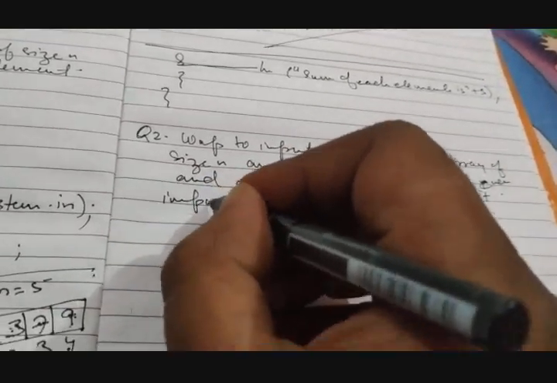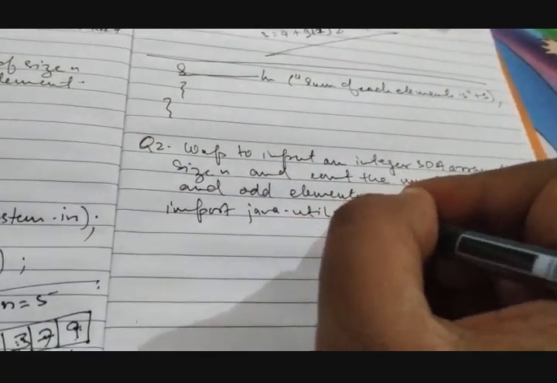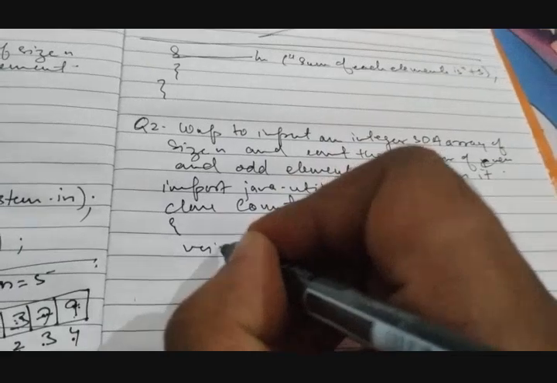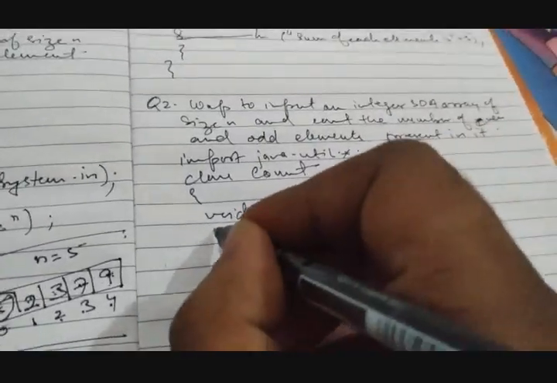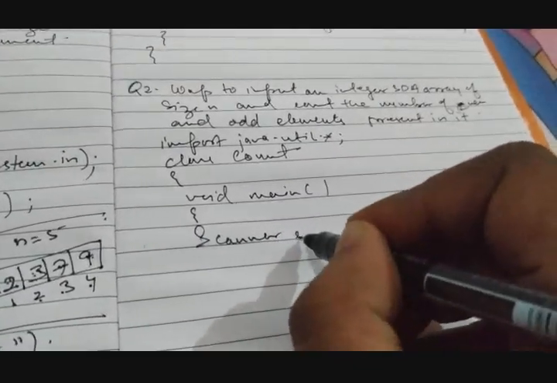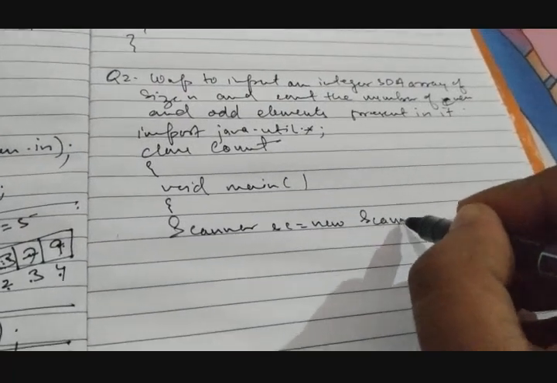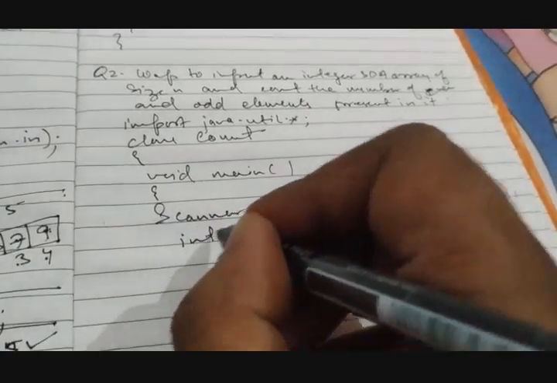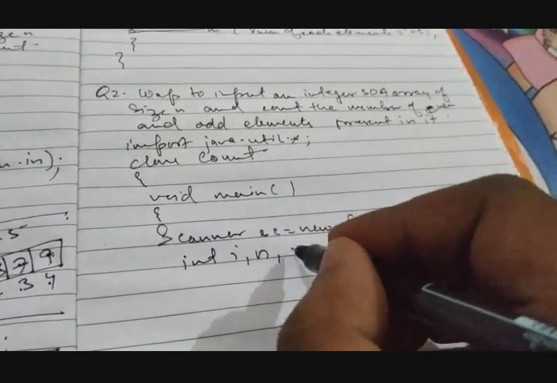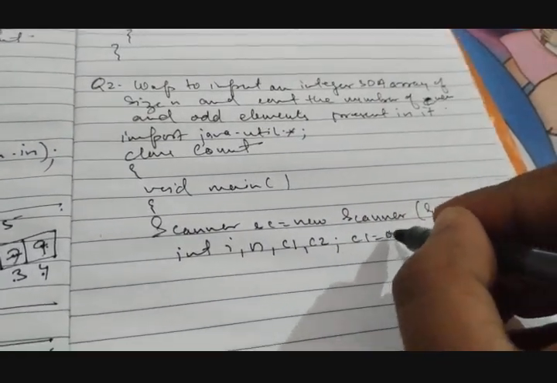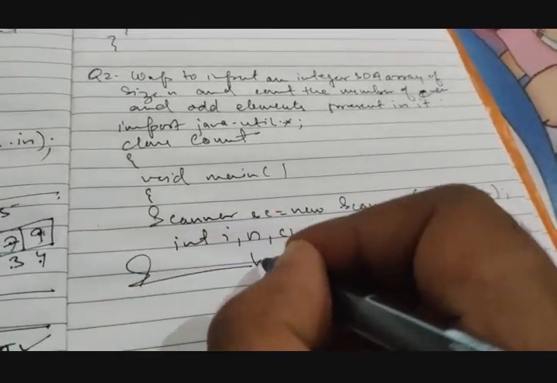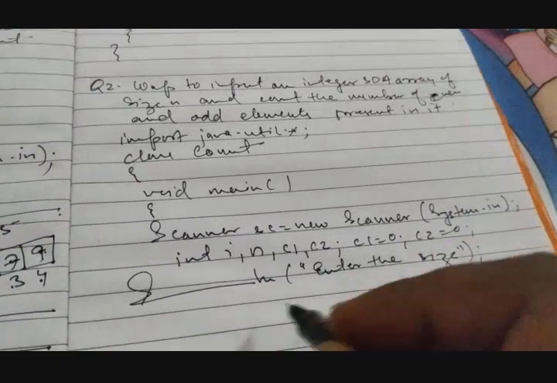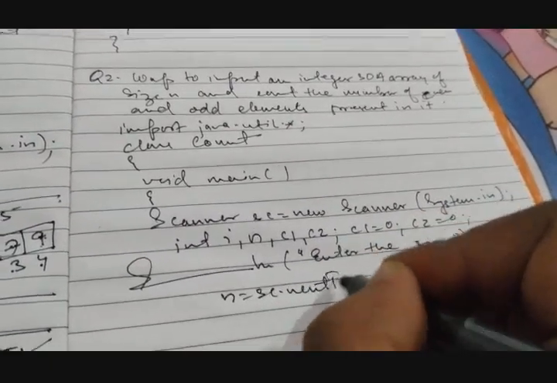So import java.util.*; class Count, void main. So here we go with the scanner. Sc equals new Scanner(System.in). What you will need: a loop, you require n for the size. You need counters c1 and c2. So c1 equals 0, c2 equals 0. Now, System.out.println("Enter the size"). The first step is to declare a size. So n equals sc.nextInt().